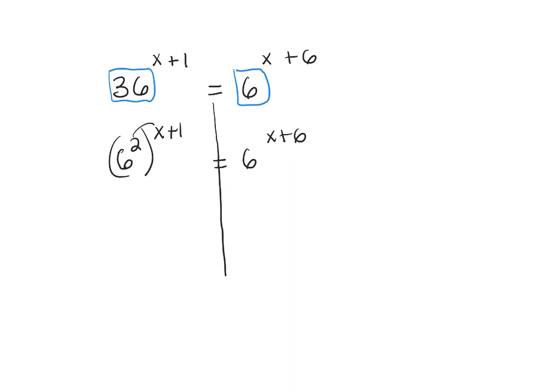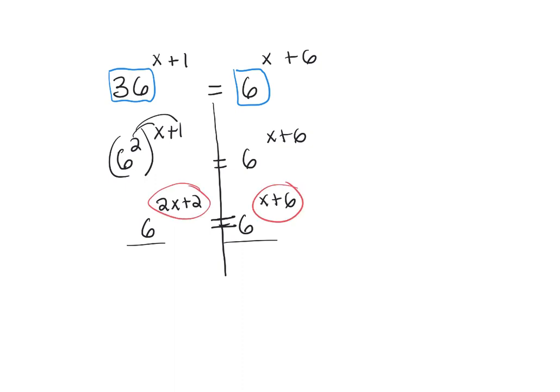Now this is a power to a power, so you multiply your exponents: 6 to the power of 2x plus 2 equals 6 to the power of x plus 6. If they have the same base and they're equal, then their exponents must also be equal. So 2x plus 2 has to be equal to x plus 6, and now we can just solve for x. I'll subtract 2 over here, so x equals 4.